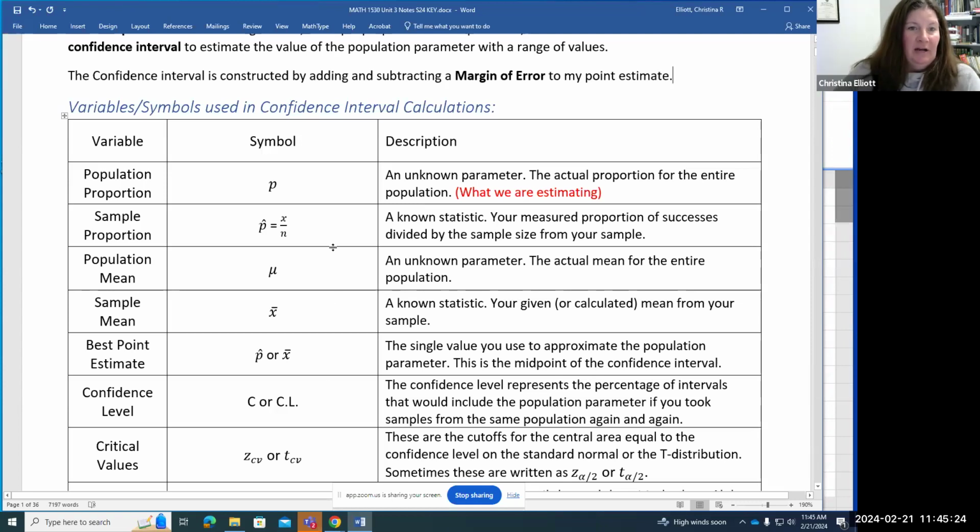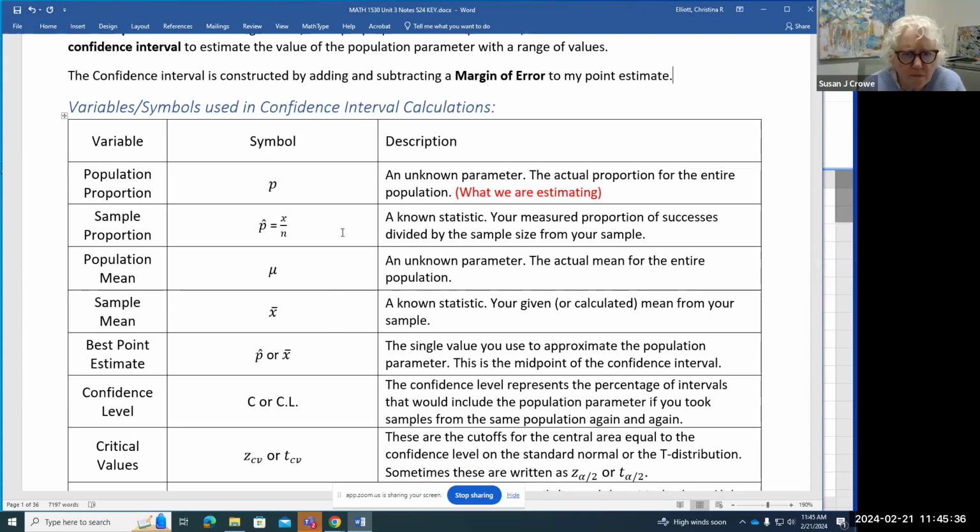Our point estimate for proportion is the sample proportion, which is our statistic that's measured from our sample data. That sample proportion might be given as a percentage, or you might just have a number of successes and a sample size, and then you would divide those: X divided by n. So instead of saying, in a sample of 1,000 people, 62% like chocolate, it might say, in a sample of 1,000 people, 620 of them like chocolate.